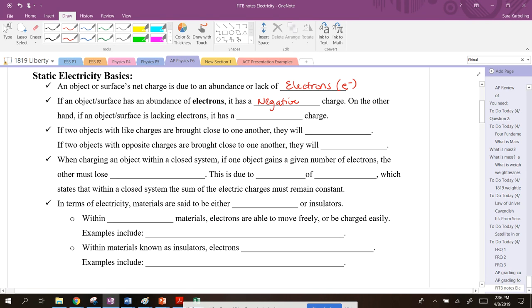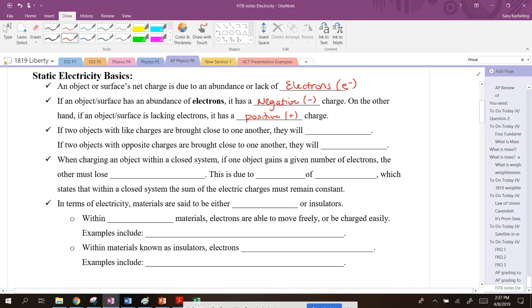On the other hand, if an object or surface is lacking electrons, it has a... Indeed. That was Ellie, sorry. We're snatching it back. Are we okay? Yeah, we'll come back. I'm sorry. Aiden, you were really excited about that one, weren't you? I'm sorry. All right, friends.